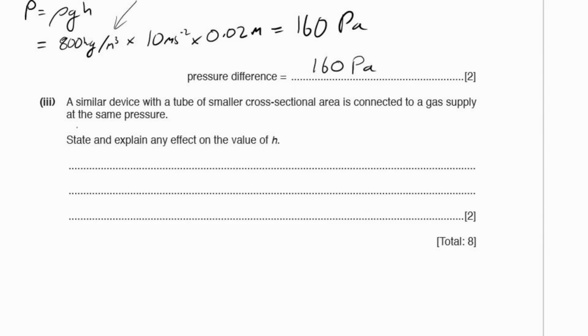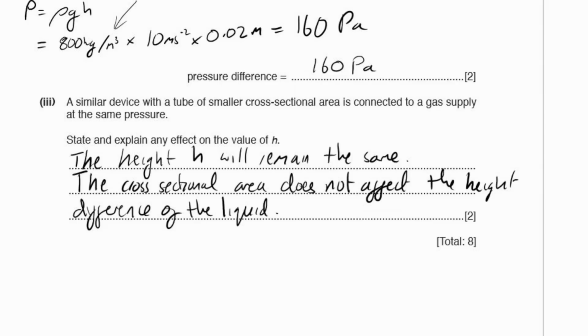Part 3, a similar device with a tube of small cross-sectional area is connected to a gas supply at the same pressure. State and explain any effect on the value of H. And again, if you check out the video that I did on manometers and barometers, then you'll see that the pressure is based only on the height. It's not related to the area. So what will happen is that the value of height will be exactly the same. So let's just write that down. The height H will remain the same, and the cross-sectional area does not affect the height difference of the liquid. Let's move on to the next question.